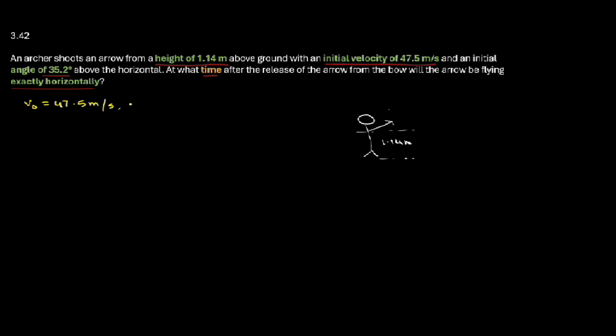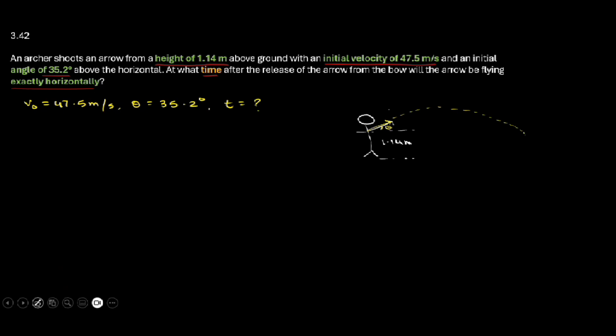And this velocity makes an angle theta of 35.2 with the horizontal. So we can draw the velocity component. This is the velocity of the arrow making an angle theta. Then the arrow will follow a parabolic path and fall back on the ground. We need to find at what time will the arrow be flying exactly horizontal.